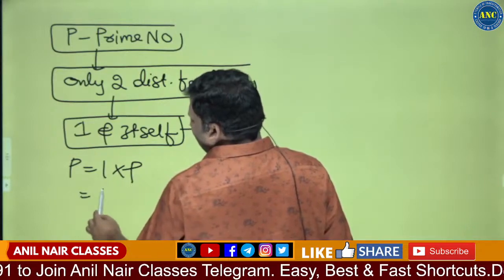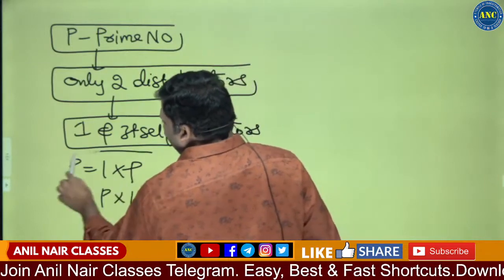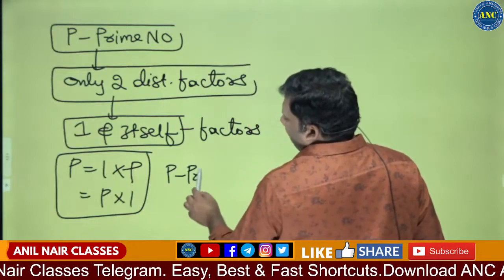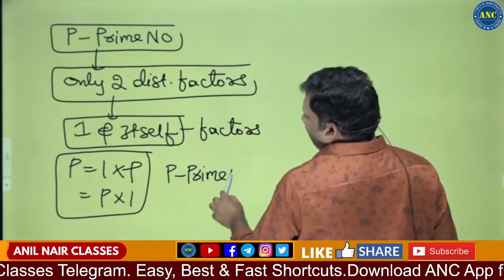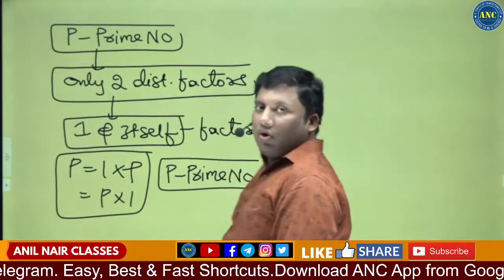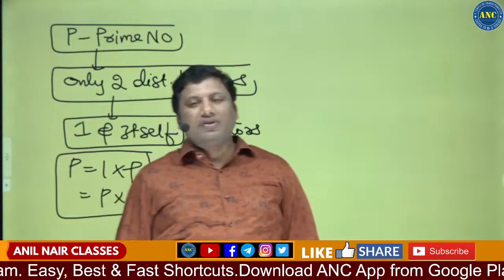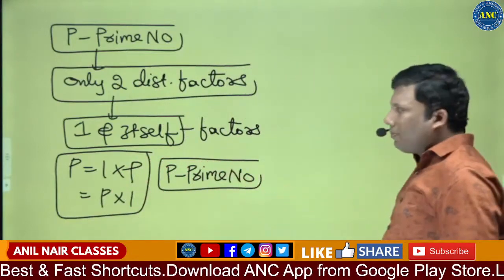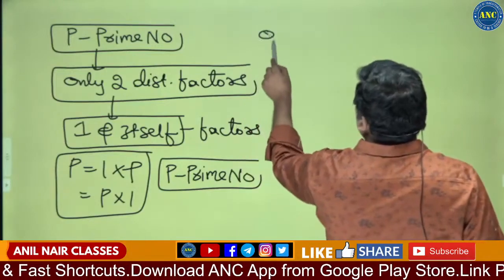In an ordered pair, it can be P into 1, where P is a prime number. A prime number will have only two distinct factors, that is 1 and itself. I hope the idea is clear. Based upon this idea, let us solve a question.